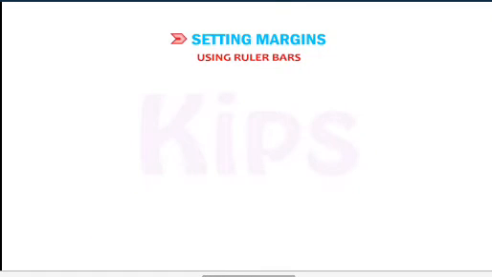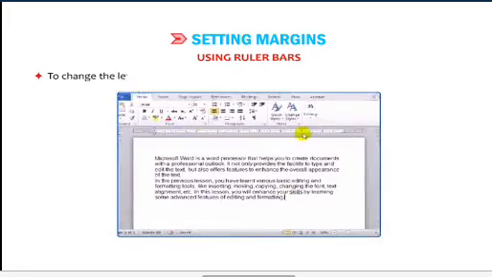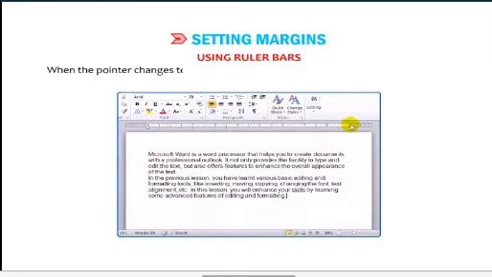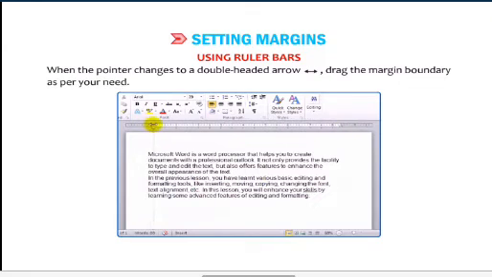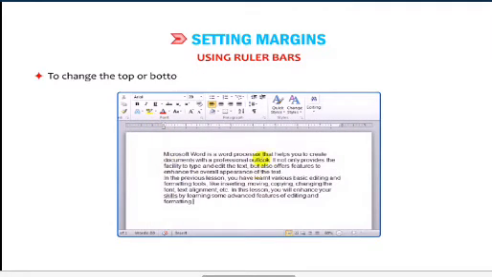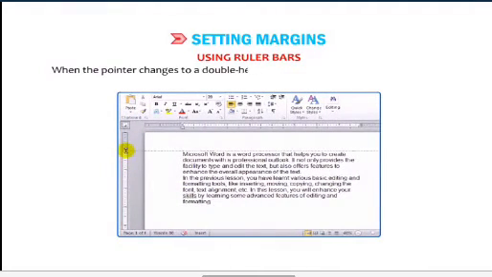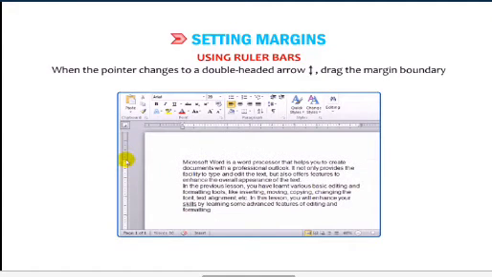Using ruler bars. To change the left or right margins, point to a margin boundary on the horizontal ruler. When the pointer changes to a double-headed arrow, drag the margin boundary as per your need. To change the top or bottom margins, point to a margin boundary on the vertical ruler. When the pointer changes to a double-headed arrow, drag the margin boundary as required.